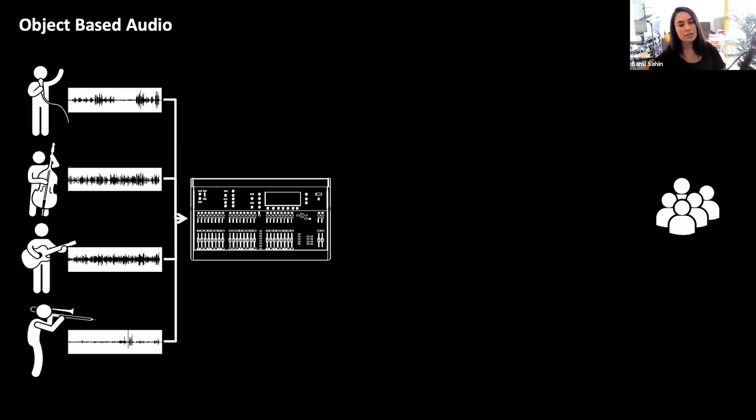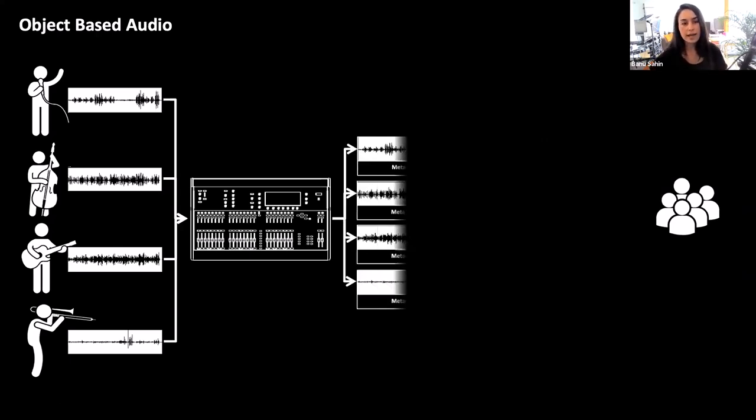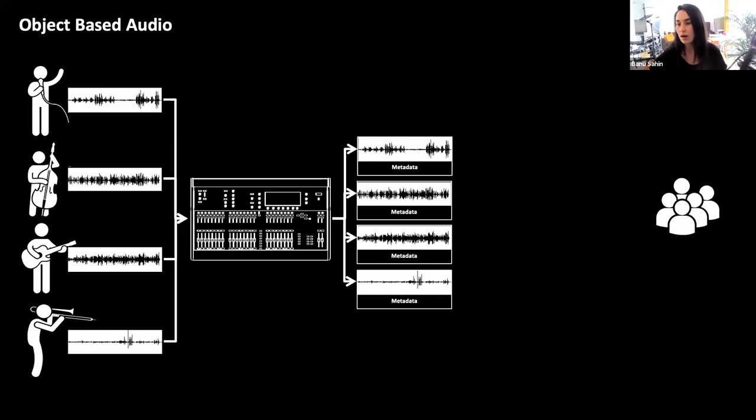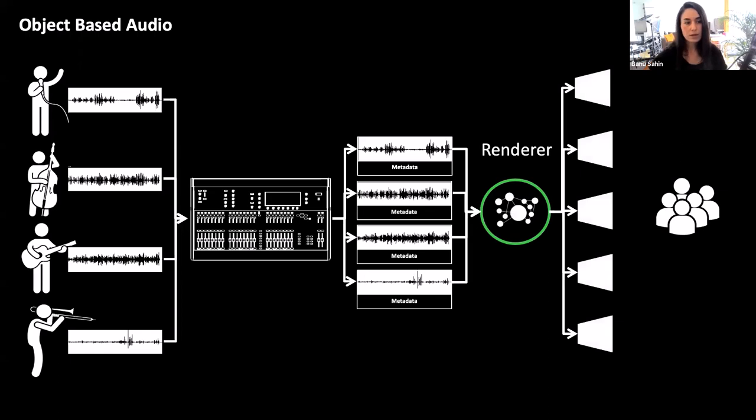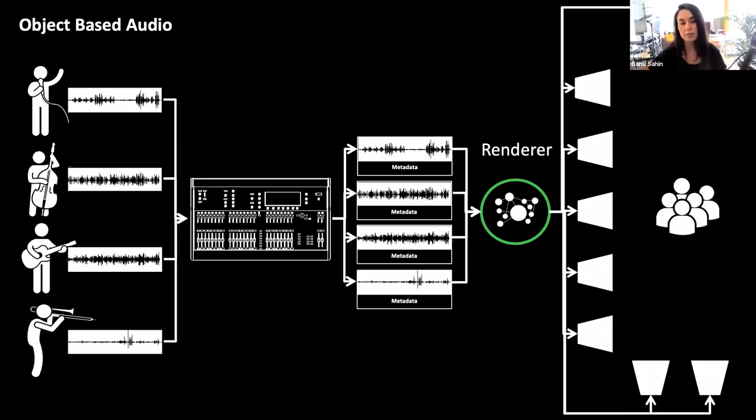For object-based audio reproduction, on the other hand, audio signals are added with the metadata, rendered in the audio processor, and mapped to loudspeakers. In this way, the same content can be rendered onto various loudspeaker layouts, unlike channel-based audio.